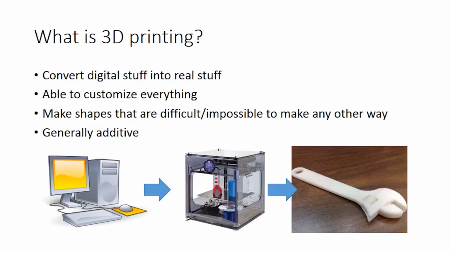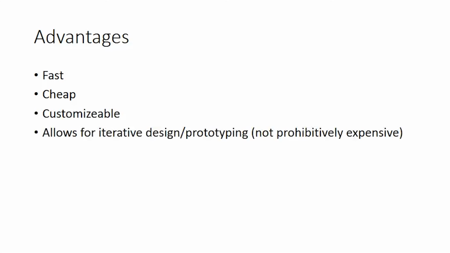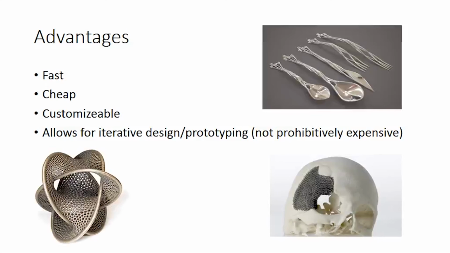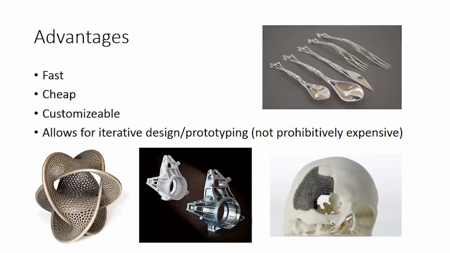So this is the general workflow. You have a computer, design something, put it on the printer, and a part pops out. So real quick, it's fast, it's cheap, it's heavily customizable, like we said. And this is the key right here. It allows for iterative design and prototyping. So what exactly does that mean? Can anybody tell me what they think that means?